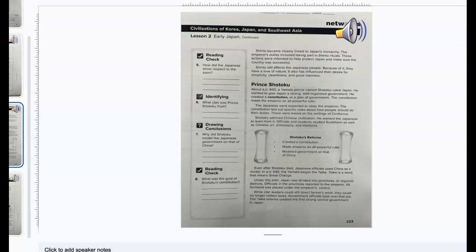Officials in the provinces reported to the emperor. All farmland was placed under the emperor's control. While clan leaders could still direct farmers' work, they could no longer collect taxes. Government officials took over that job. The Taika reforms created the first strong central government in Japan.